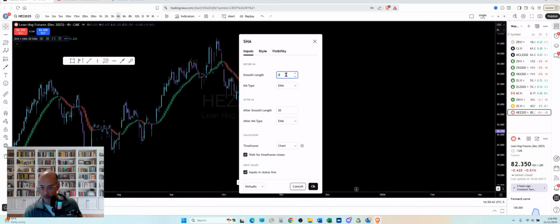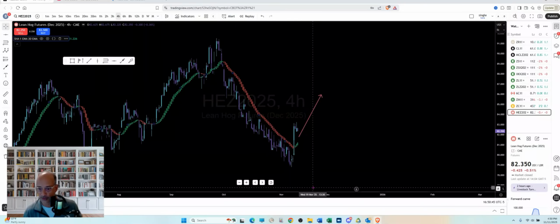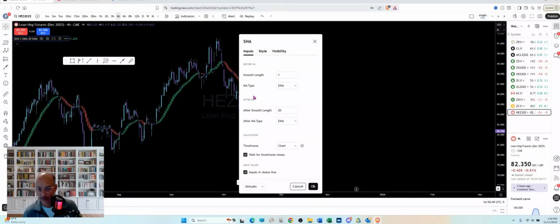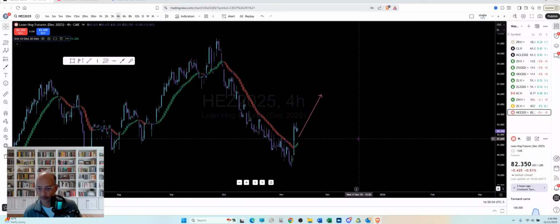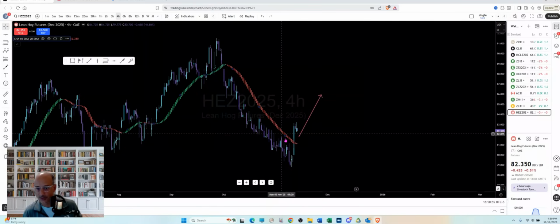I don't know what happens if you move this to 0. It doesn't really change it. But I think the default is 10. So if we change this to 10, you can see what it does here. It makes it really smooth, but you can see it's very, very late calling the turns.